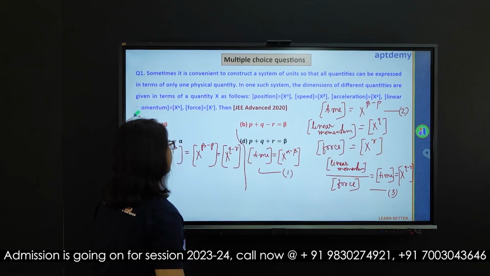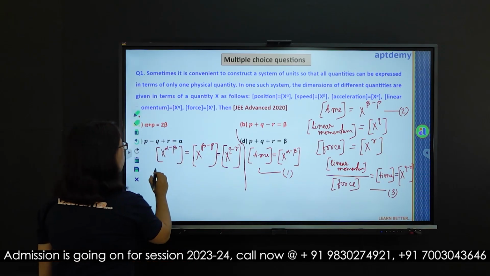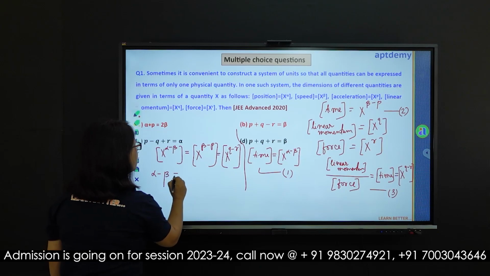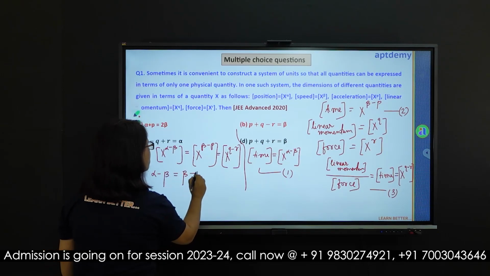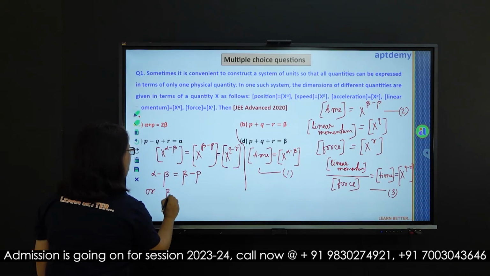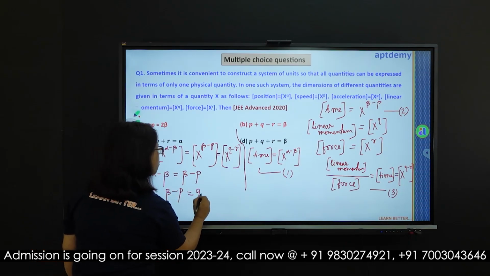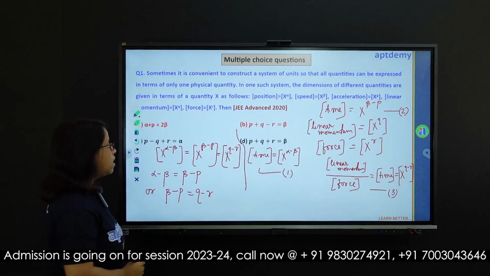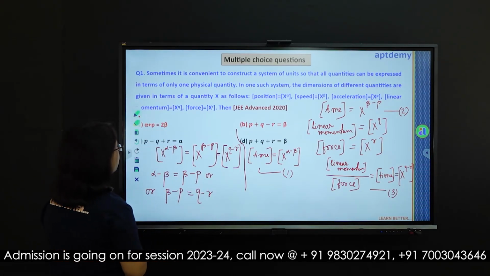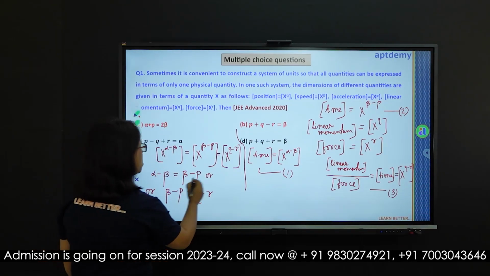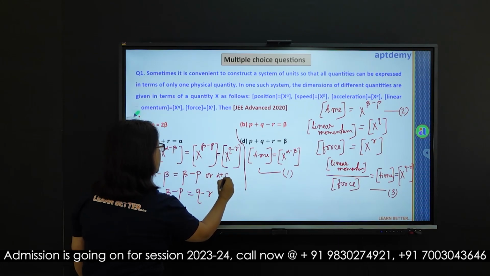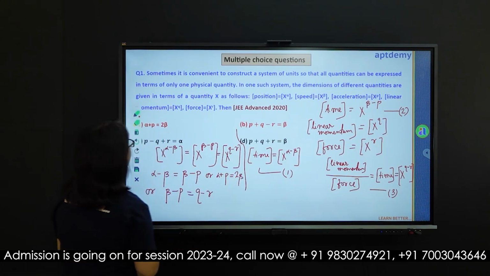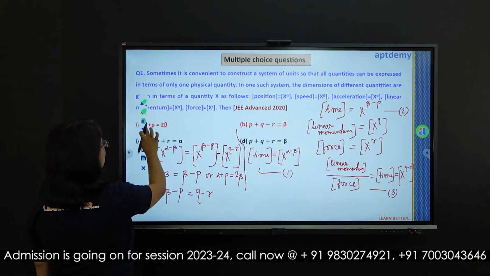So have a look at this. It is the same physical quantity, so we may write alpha minus beta as equal to beta minus p, or we may also write beta minus p as equal to q minus r. Now keeping an eye on the options that we have in hand, let's see which of the options will hold good here. So for the first one, if we try to obtain the value of beta as per the first relation, we shall see that alpha plus p is equal to 2 beta. So we see that option A stands correct.